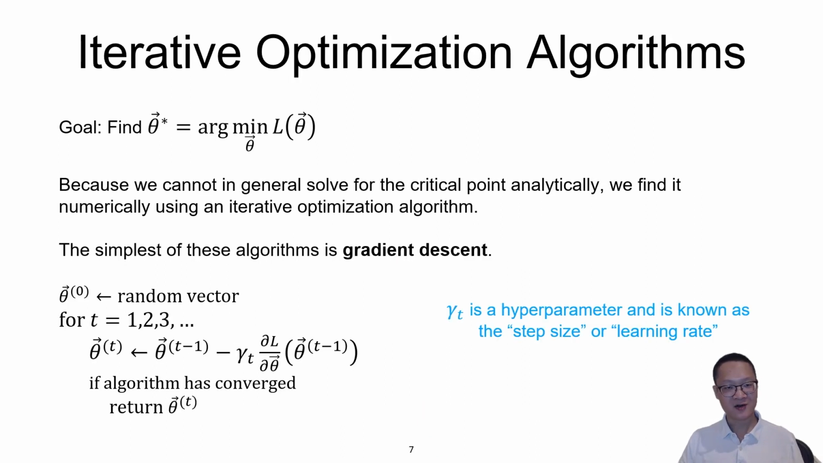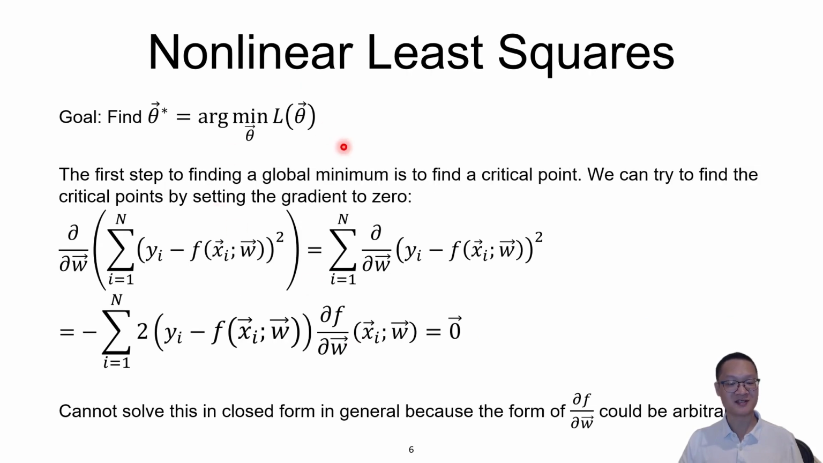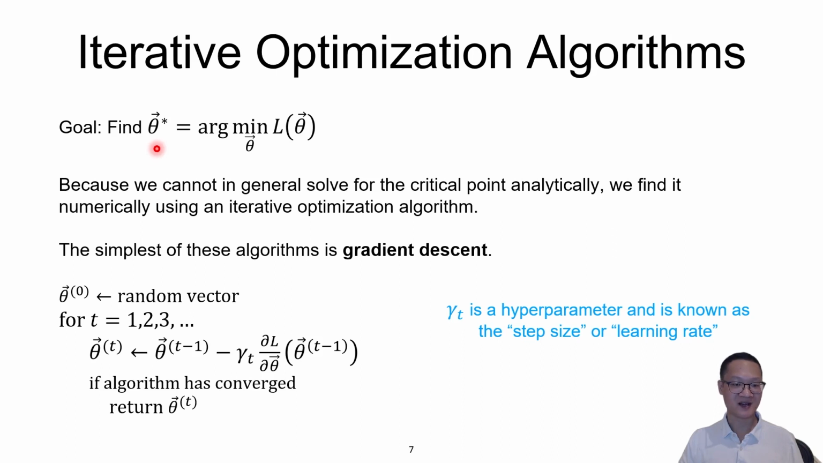So that was just nonlinear least squares, but this problem is actually even more general. In general, how can we find theta star equals argmin over theta of some objective function L of theta? We tried to solve for the critical point analytically by doing math by hand, but we could not do that. Fortunately, we can still find theta using a numerical algorithm. These algorithms are called iterative optimization algorithms, and the simplest version is called gradient descent.